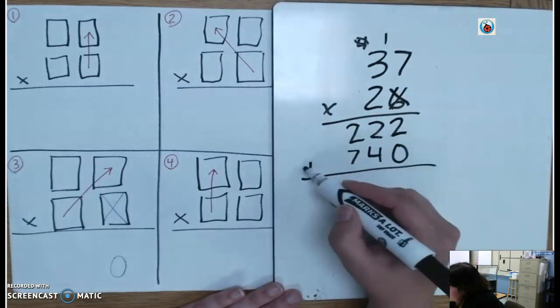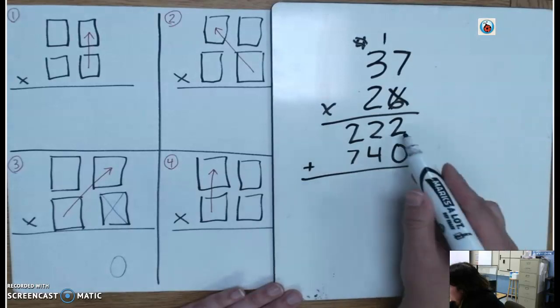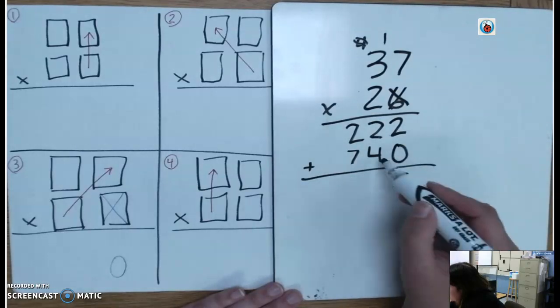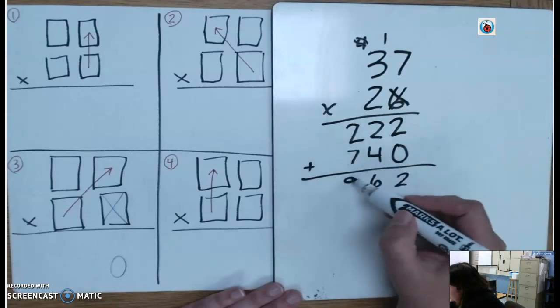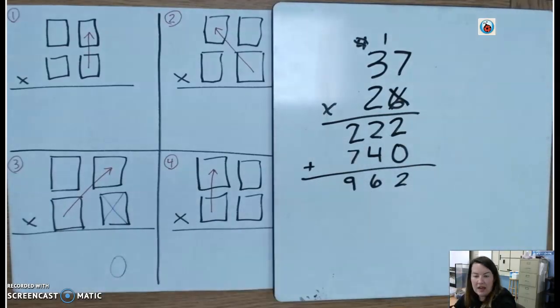Last step is to add. I have 2 plus 0 is 2, 4 plus 2 is 6, 7 plus 2 is 9. So 962. Let's try another one.